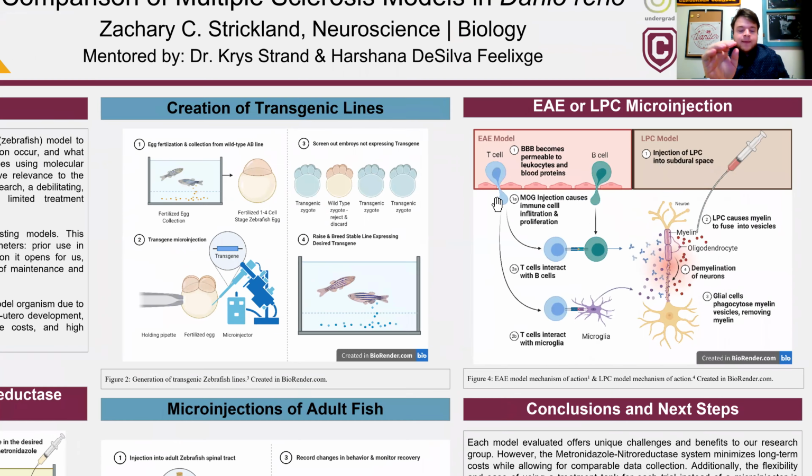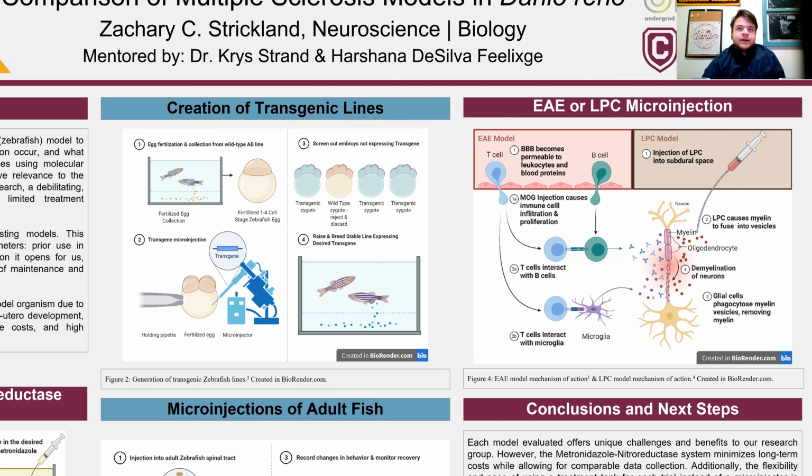So what are those? The EAE model stands for experimental autoimmune encephalomyelitis, and it's another commonly used system for looking at MS-related questions. This works by injecting myelin oligodendrocyte glycoprotein, a protein into the zebrafish that targets and reacts with myelin, which causes the immune system to respond to the new protein.